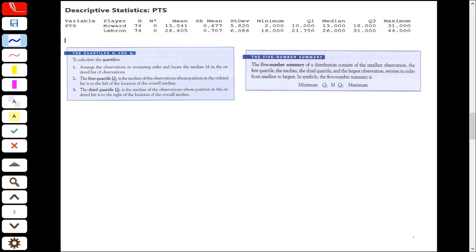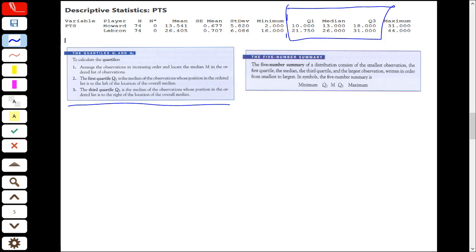The quartiles. Now, this is going to tell us how to calculate the first and third quartile. So here we are, right here. This is going to be part of the 5-number summary. And for LeBron James and Dwight Howard, we have the first and third quartile. So let me give you a sense of, first of all, how to calculate them.